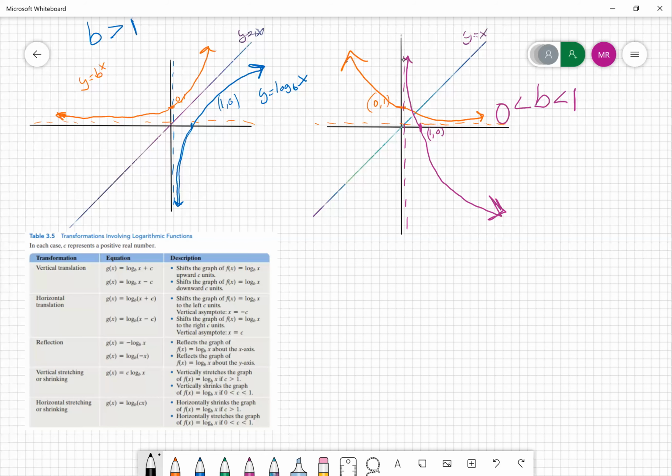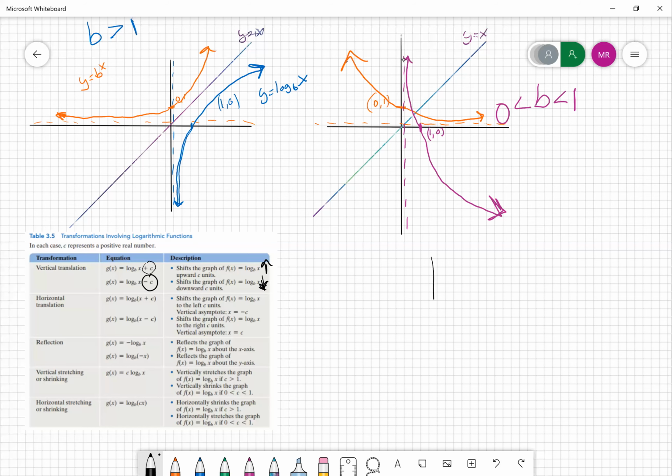The top box talks about the vertical, right? Up and down along the y-axis. If we have our log function, log of some base x, and we have plus c, the point moves up. That point (1, 0) moves up that many units. If we have minus c, it moves down that many units.